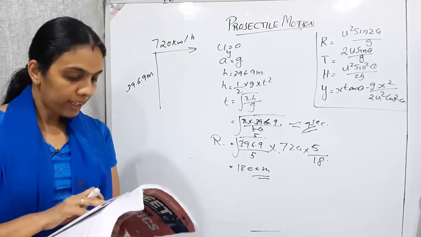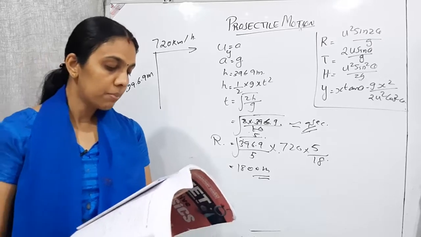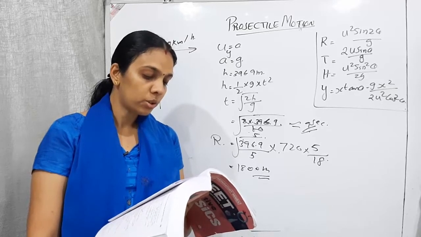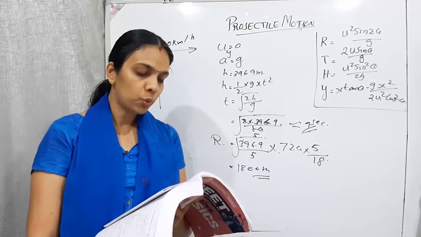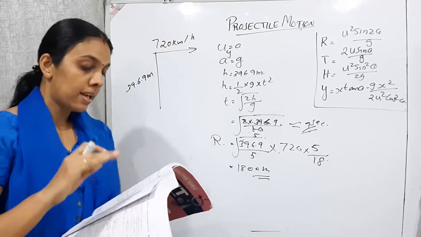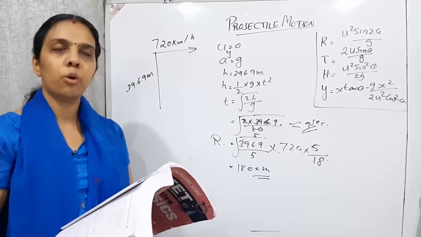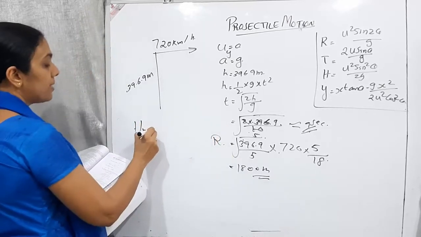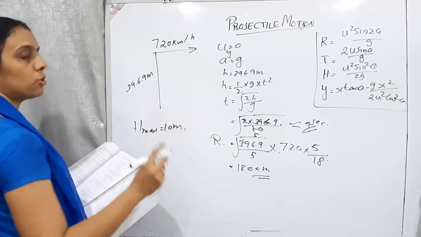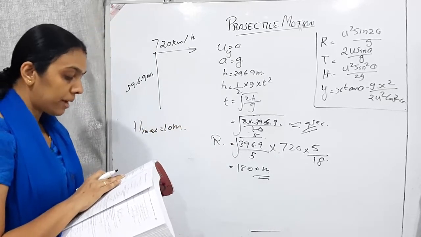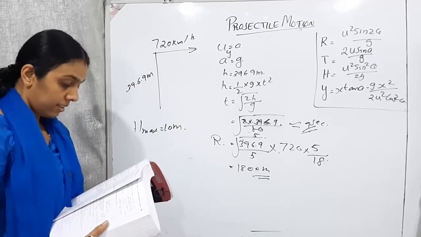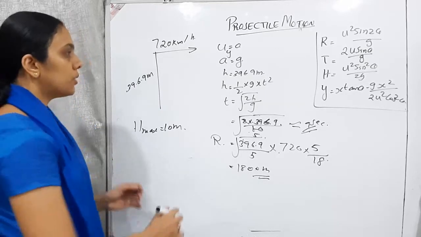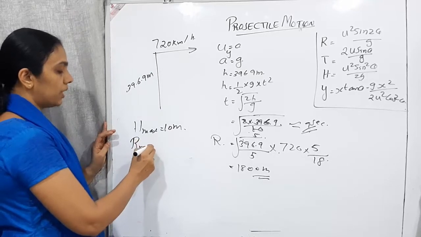Next is: a boy can throw a stone up to a maximum height of 10 meter. The maximum horizontal distance that the boy can throw the same stone up to will be. What will be the horizontal distance? The boy can throw a stone up to a maximum height of H maximum equals 10 meter. Then the maximum horizontal range that the boy can throw the stone, so maximum horizontal range, R max, we need to find out.